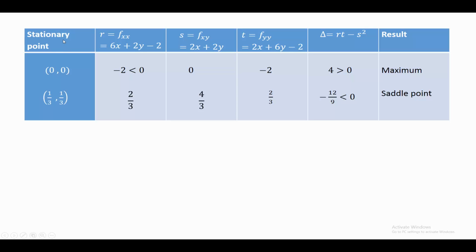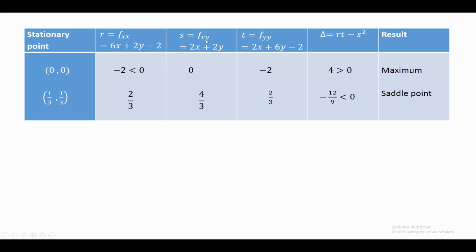So for that, prepare a table: stationary points (0, 0) and (1/3, 1/3). Now r equal to f double x, and we know f double x is 6x plus 2y minus 2. At point (0, 0), put x is 0, y is 0, this is minus 2. At point (1/3, 1/3), put x is 1 by 3, so this is 2, put y is 1 by 3, so 2 by 3 minus 2, so remains only 2 by 3.